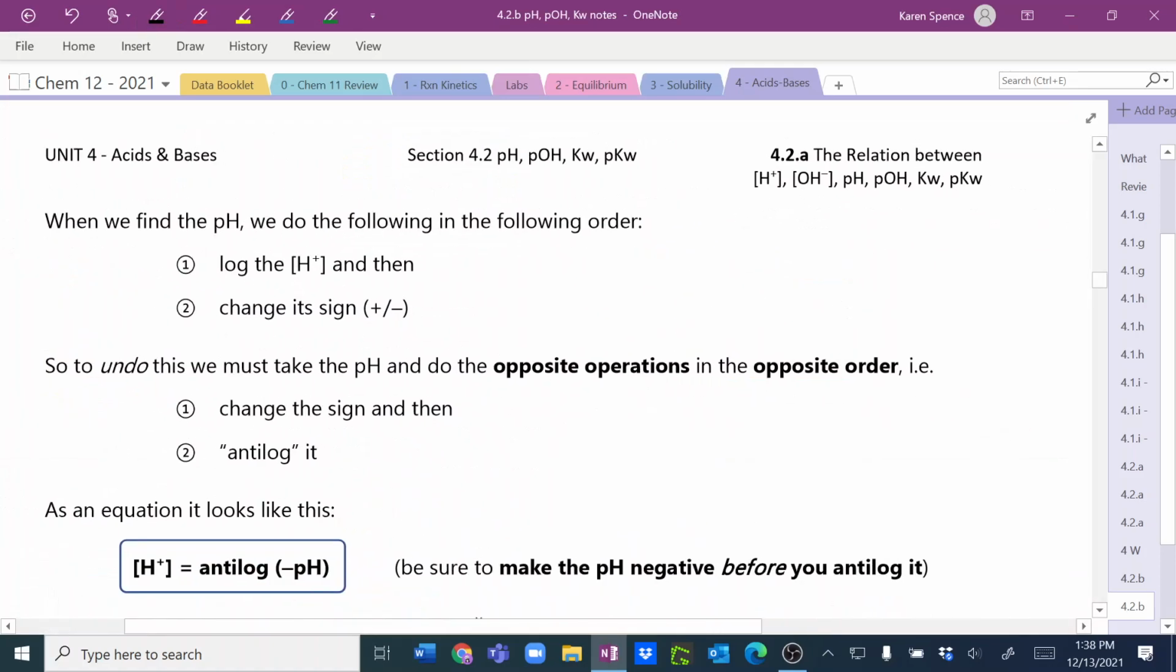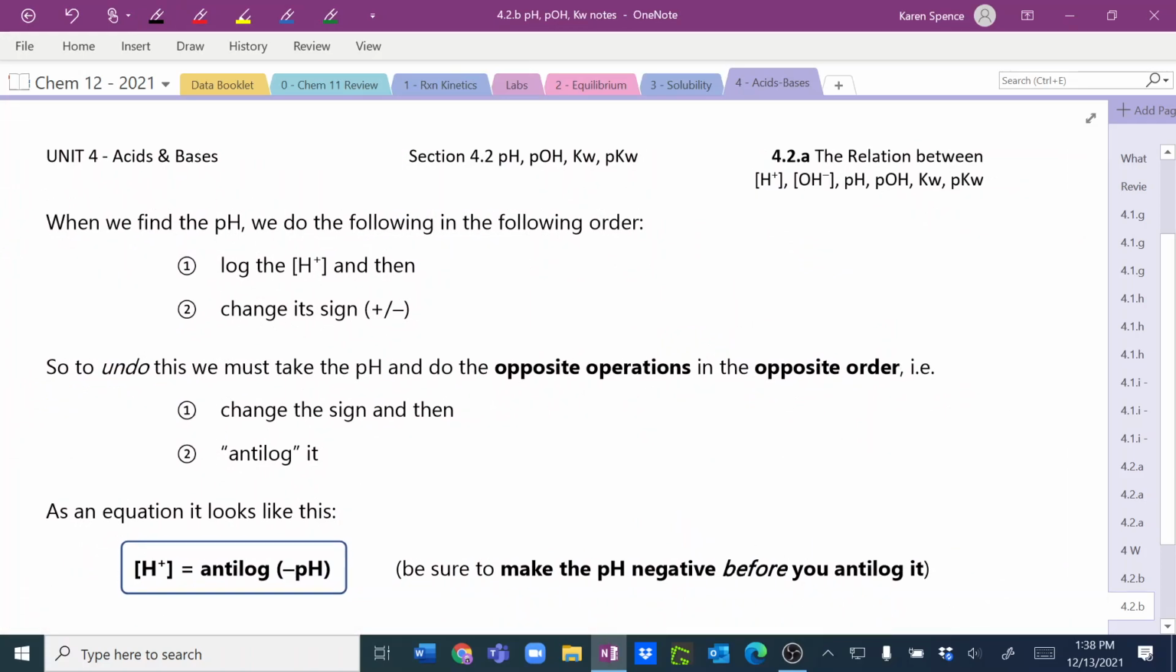When we find a pH, we do the things in the following order. We take the log and then we change its sign. We make it negative. So to undo this, we're going to have to do the opposite operations. If we're logging it, we're going to unlog it, which isn't actually called unlogging, it's called anti-logging. And we're going to do them in the opposite order. So the first thing you're going to do is change the sign, and then you're going to anti-log it.